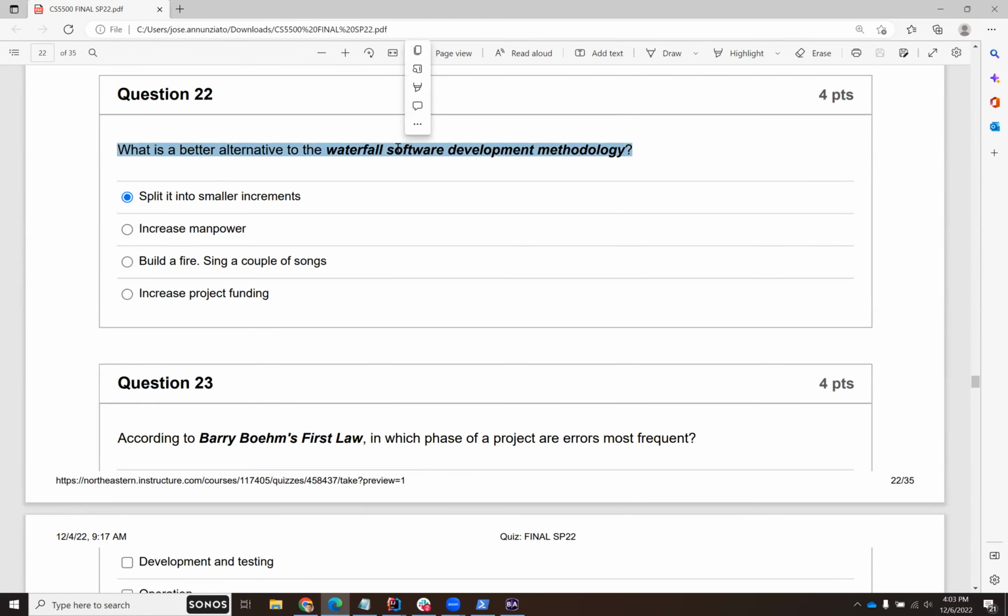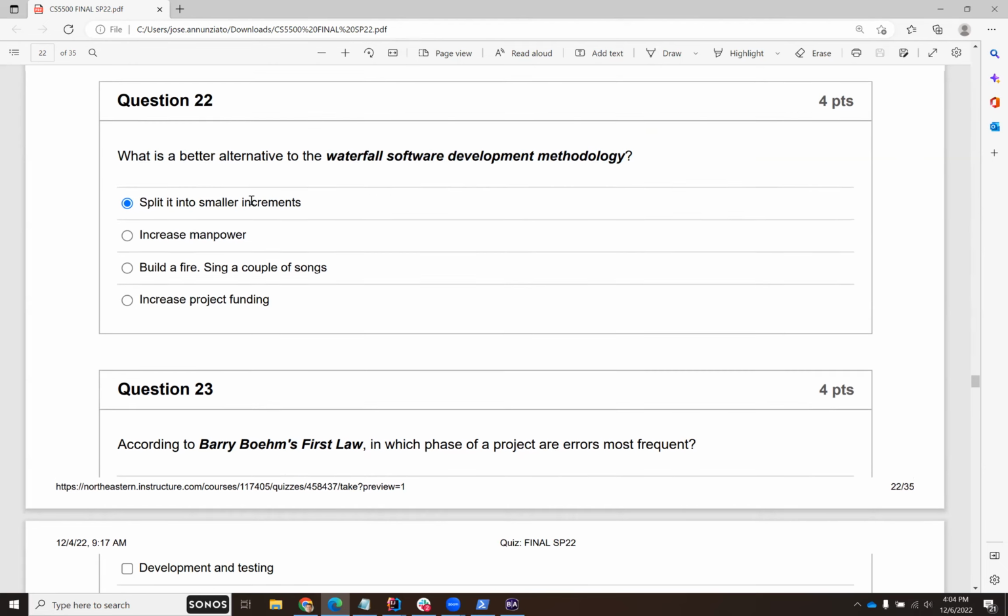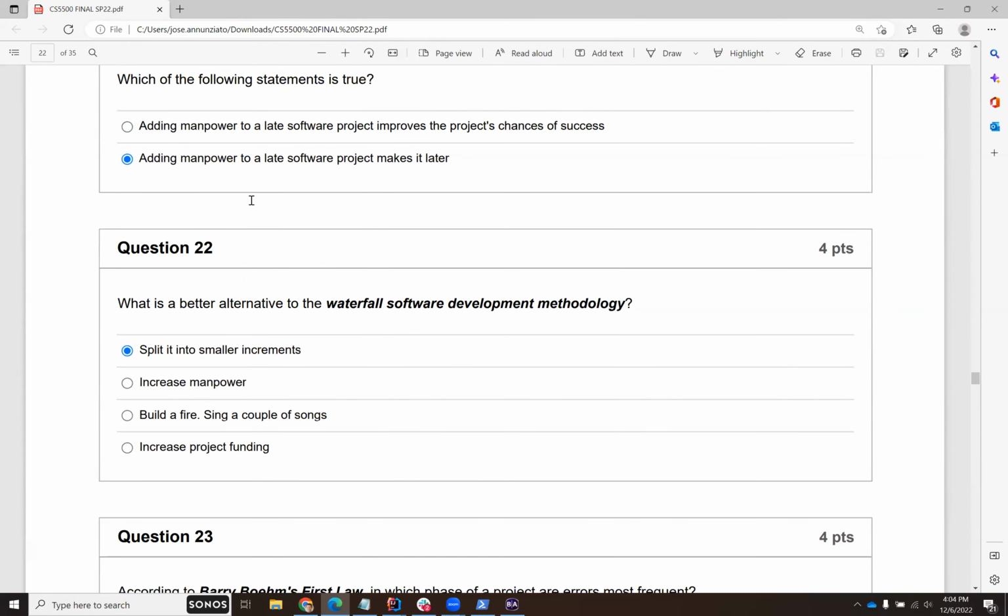So this is what I asked you. If waterfall is so bad, how can we make it better, or what principles can we apply to make waterfall better? Should we just add more people, or get more money and better funding, or just build a fire and sing songs, or split the process into smaller incremental pieces and be able to measure them one by one? That's how Agile eventually did it.